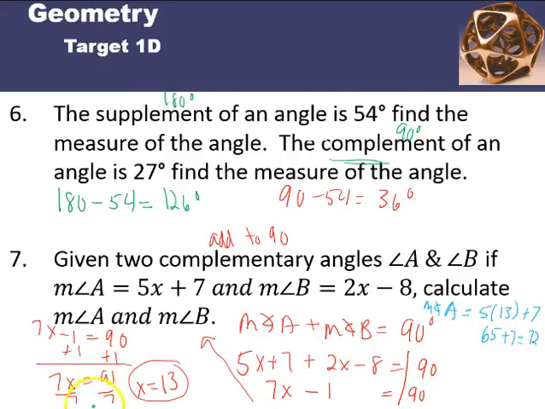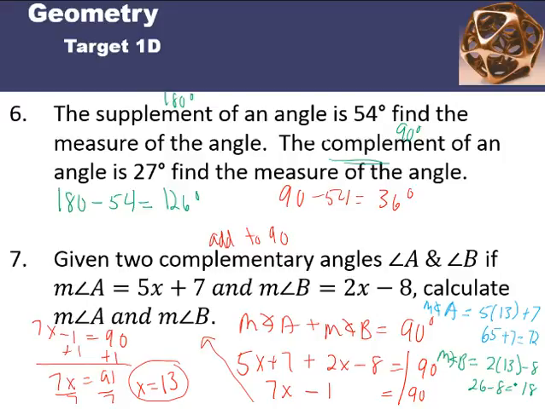And then for B, B is 2 times x, but remember x was 13, minus 8, so 26 minus 8 is 18. And 72 plus 18 will give me 90, so those check out.